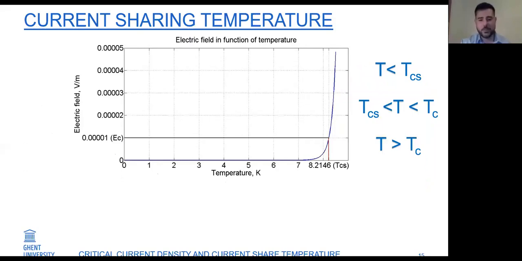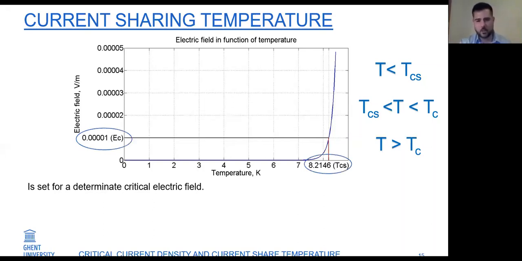We have here a set of the current sharing temperature. This is for the 10 microvolts per meter, and this is set experimentally. It's not a specific one, it's one safe limit.